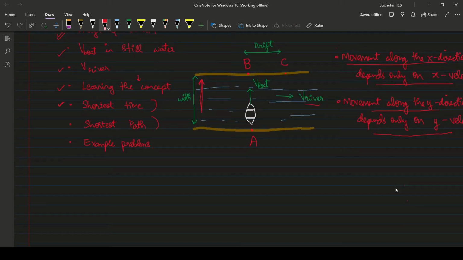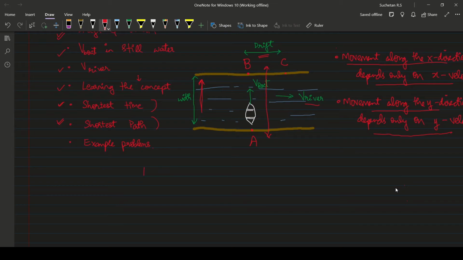Okay, so now let's learn what this concept of shortest path is. Remember, in the beginning of the video I told you that the distance between the point where you intended to reach and the point you reached was drift. So shortest path basically means that this drift has to be zero, because if drift becomes zero, then you will reach along a straight path, which means it's shortest.